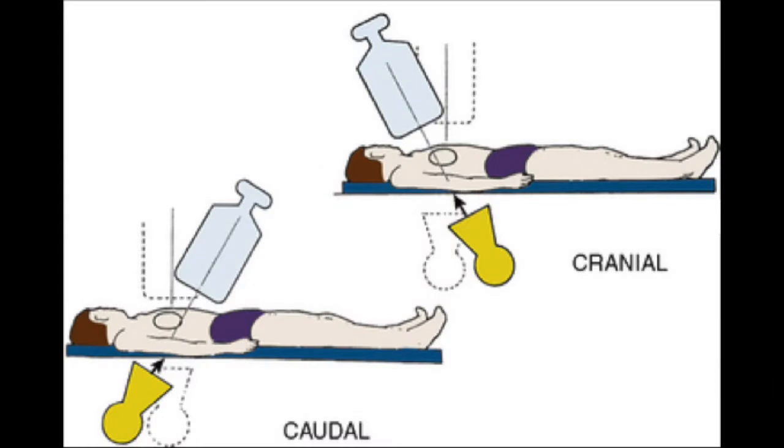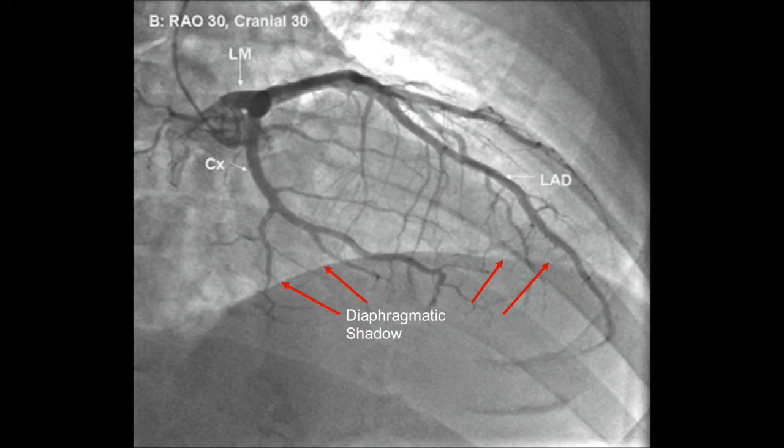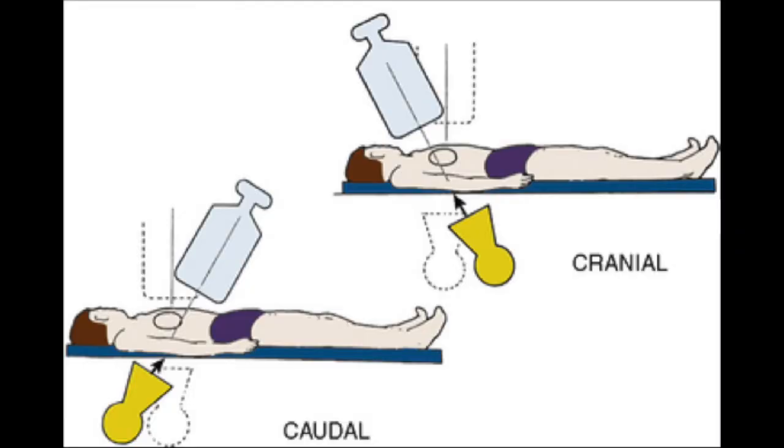In addition to two oblique views, the X-ray beam is also strategically positioned along the long axis of the patient. When the X-ray source is angled so that the beam is projecting toward the head, it is called cranial angulation. When cranial angulation is used, a diaphragmatic shadow is visualized on the angiogram because the beam must pass through the diaphragm before it reaches the heart. When the X-ray source is angled so that the beam is projecting toward the tail, it is called caudal angulation. No diaphragmatic shadow is visualized when a caudal projection is used.